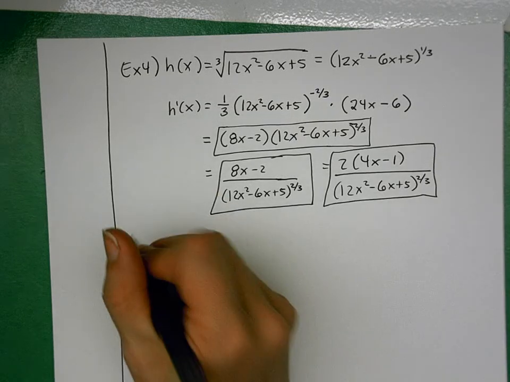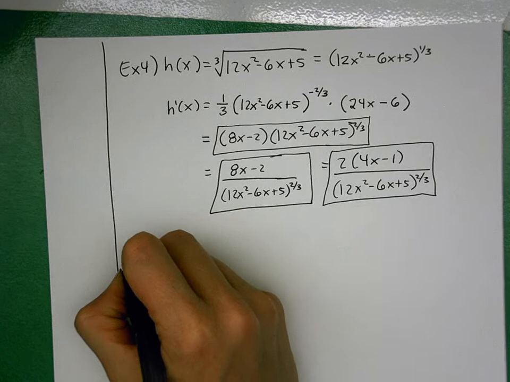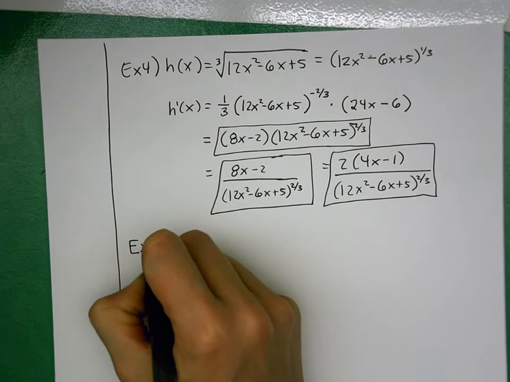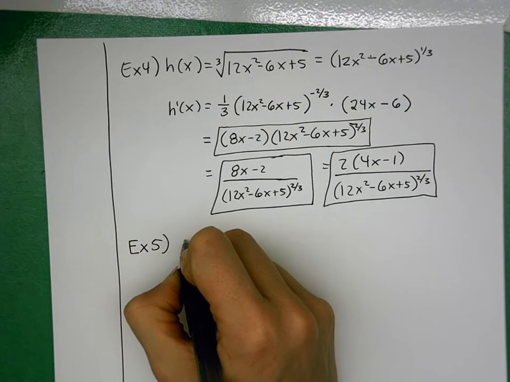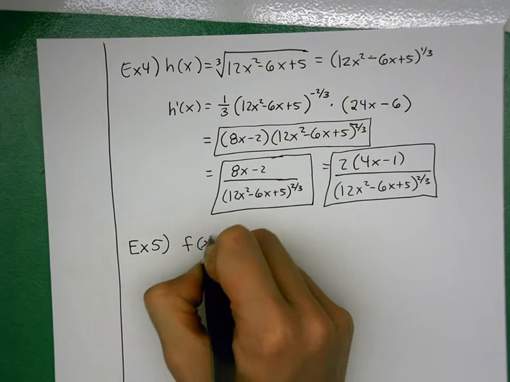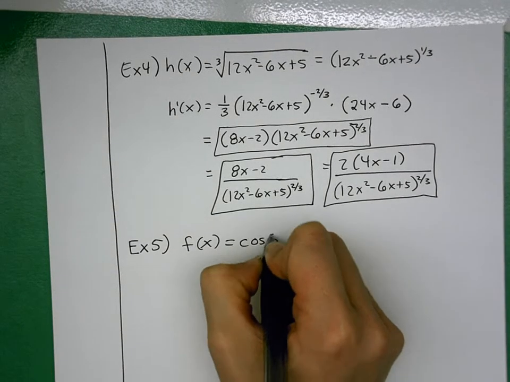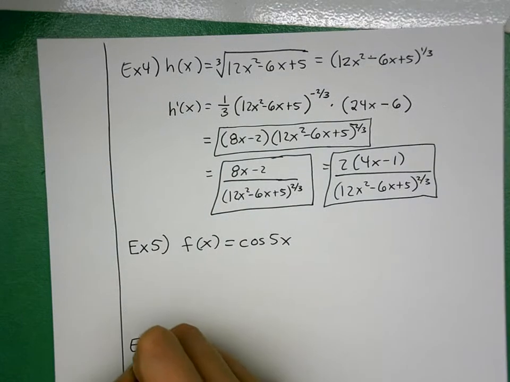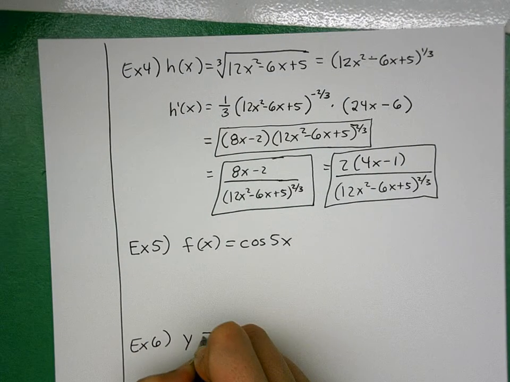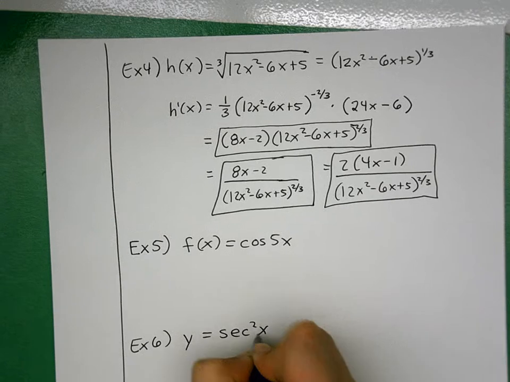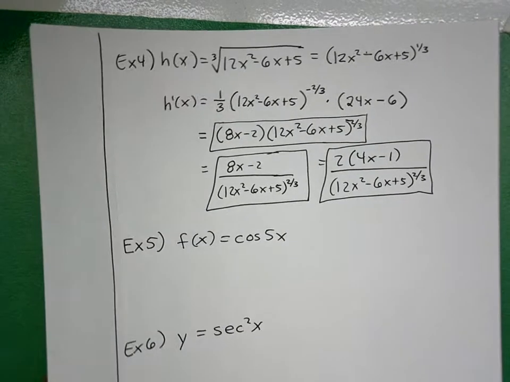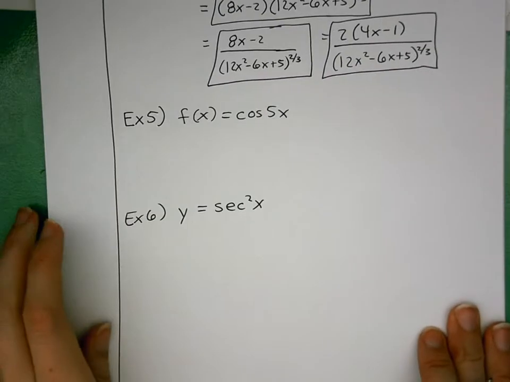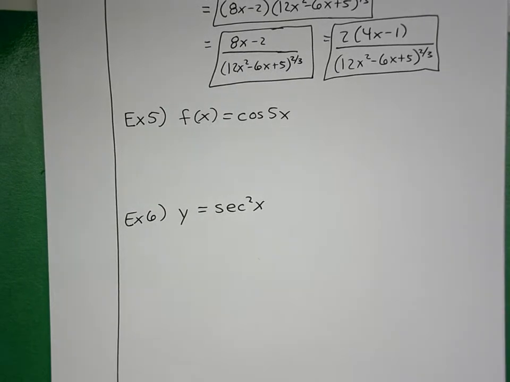Okay, the next kind of style of chain rule are ones that look like one of the following. So we have f of x equals cosine of 5x and y equals secant squared x. Okay. These are both chain rule as well, and there's a couple of reasons we know. One, there are parentheses here that we don't specifically write, but they are located within these functions.